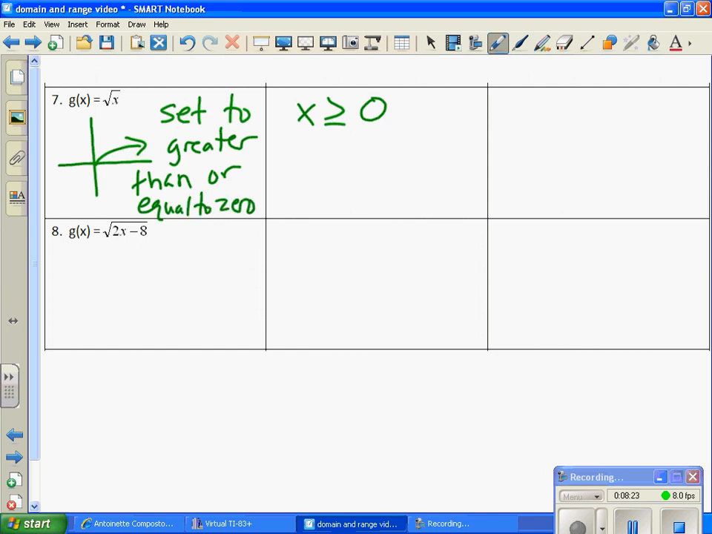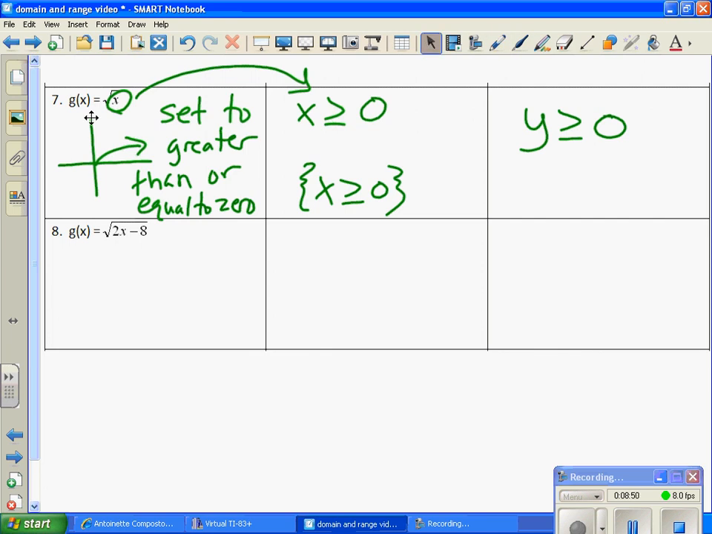So if I set my denominator, that's exactly what it would be. X is greater than or equal to 0. And that is going to be your domain here. So algebraically, set it to greater than or equal to 0. Now your range, if you look at it graphically, my lowest point is 0. My highest point is an arrow. It continues. So my range is y is greater than or equal to 0. Number 8, I'm going to let you try on your own. Pause it and pick it back up.